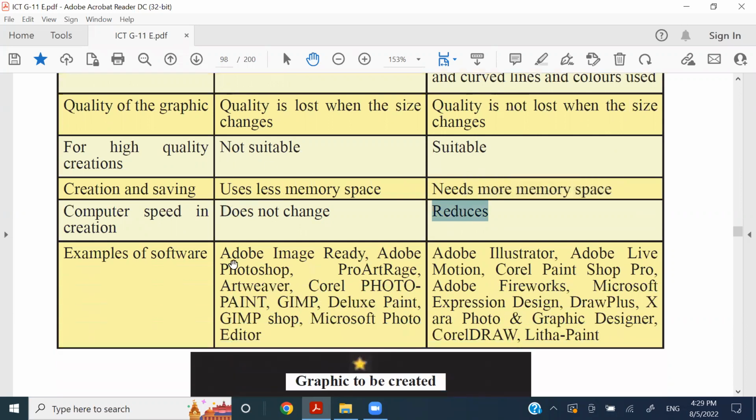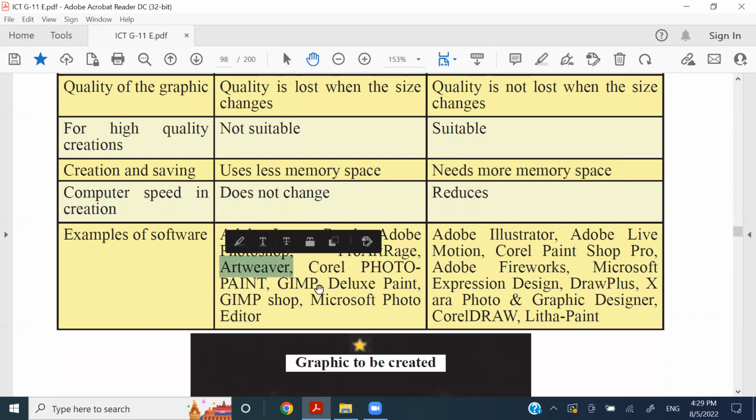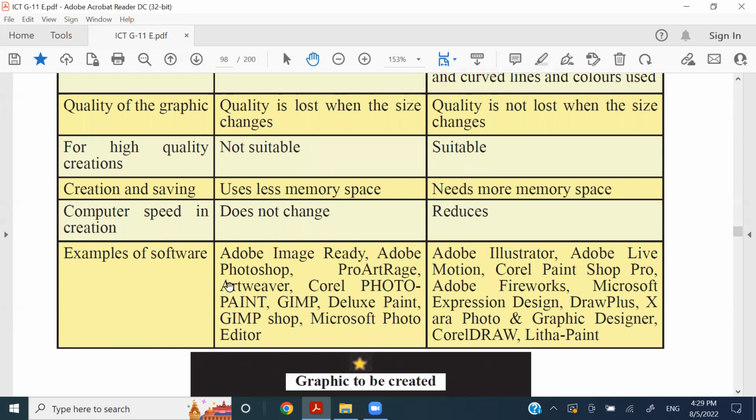Right. And these are the software that we can use to find or create rasters and vectors. We can create raster graphics using Adobe ImageReady, Photoshop, the one that you are going to learn next week, GIMP, right? And there are many. And for vector graphics, Adobe Illustrator, Light Motion, Corel Paint Shop, Fireworks, Expression Design from Microsoft, Corel Draw, those kinds of things. Those are vector graphic creators, right?